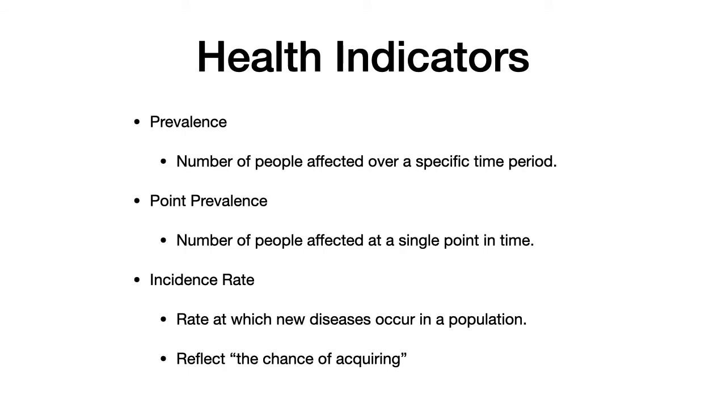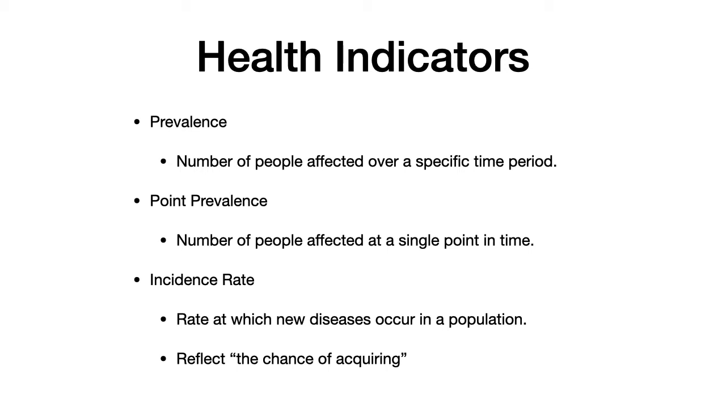Next, we can distinguish between prevalence, point prevalence, and incidence rate. So the prevalence is the number of people affected over a specific time period. So in order to report this, we would need to report the time period that we are talking about, and then we would count the total number of people who are affected within that time period. So we might report on the number of individuals who have the flu from 2005 to 2010 in a specific region or a specific place.